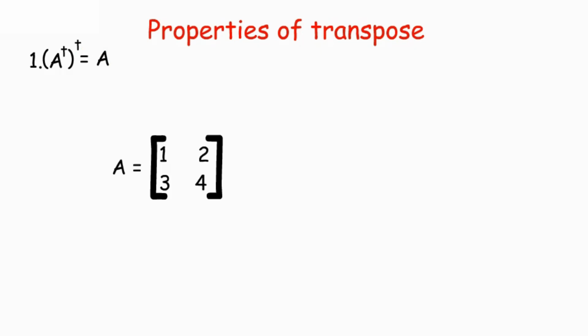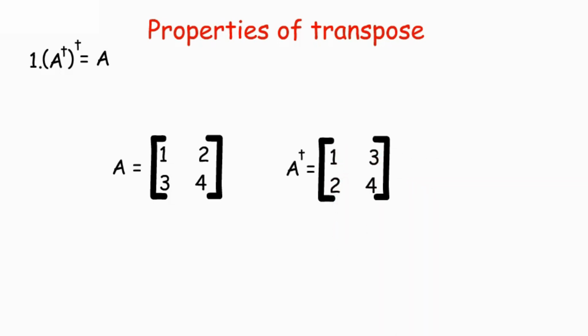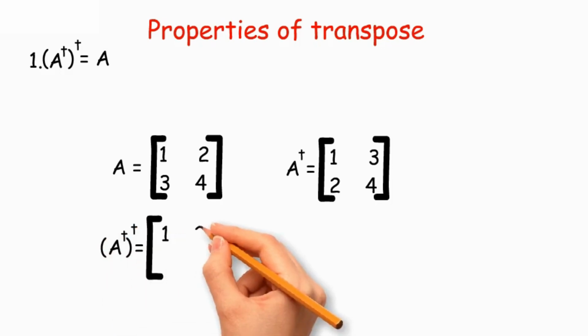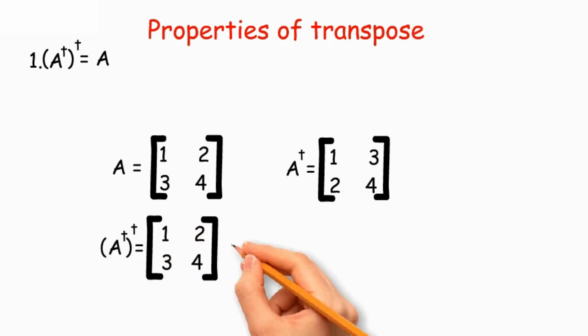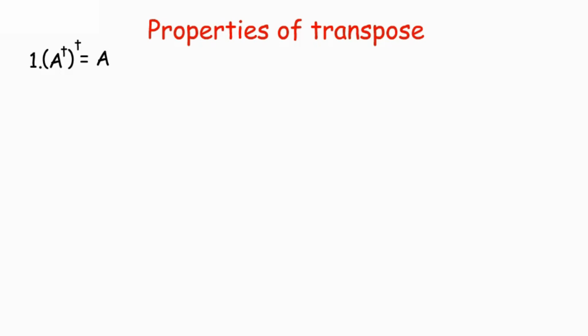Look at this example. Taking transpose of this matrix, rows change into columns and give us this. By taking the second transpose, again rows change into columns and convert it into the original matrix. Taking the second transpose is just like undoing the first transpose. So this is the first property.